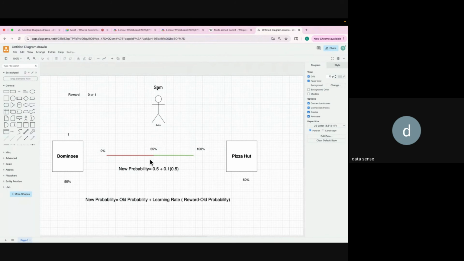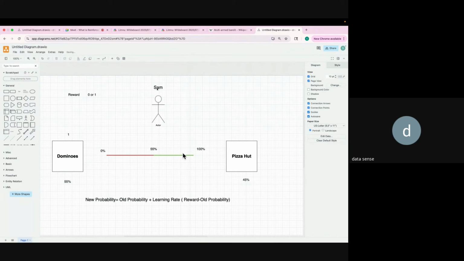Yes or no, guys? So the new probability of going to Domino's becomes 55%, and here it becomes 45%, right? Now, next time, let's say he rolls the dice again. What is the probability of the die coming towards Domino's? Now it's higher towards Domino's, but it can also come towards Pizza Hut, right?